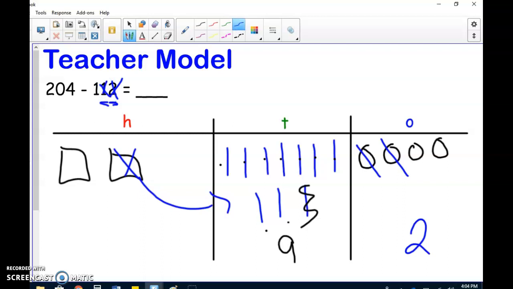And now I need to take away 100. And when I take away 100, I'm left with 0 hundredths. So 204 minus 112 is equal to 92. Let's look at another problem.